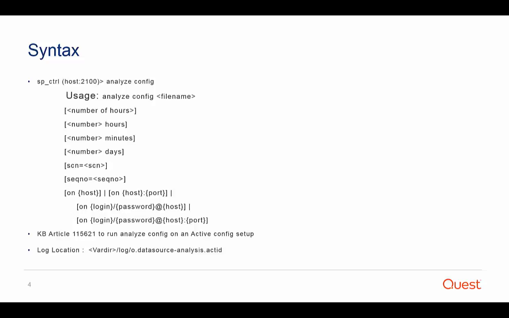If possible, analyze config should always be run before the replication setup, and there shouldn't be any active config in the current replication. Refer to the KB article 115621 for the workaround to run the analyze config command on an active configuration setup. Once the analysis is complete, it creates an analysis report in the WADA log directory with the data source information and the act ID details in its name.